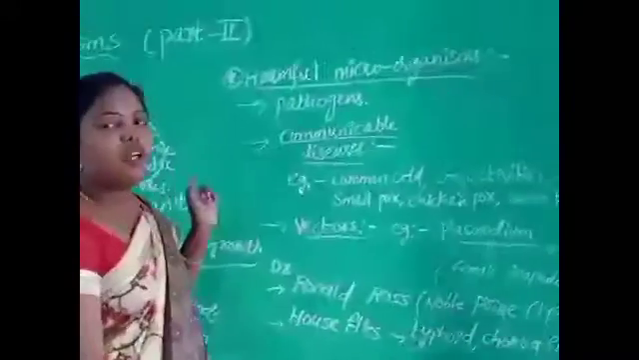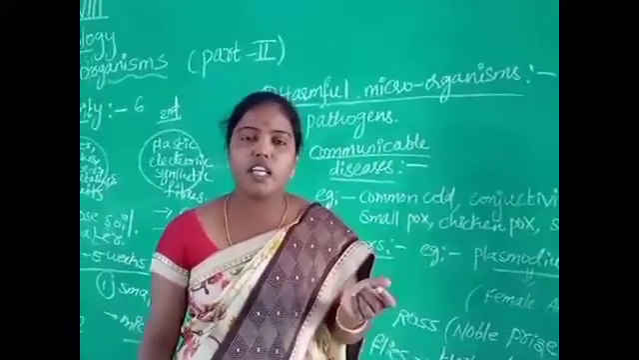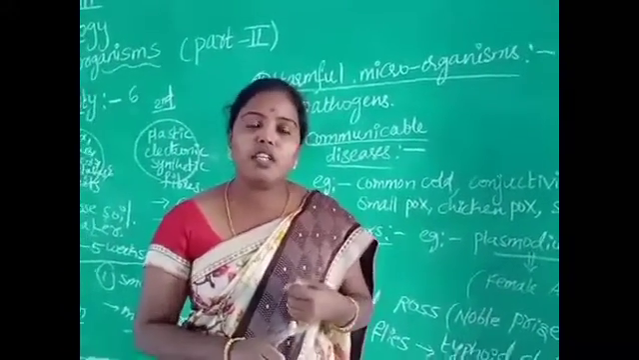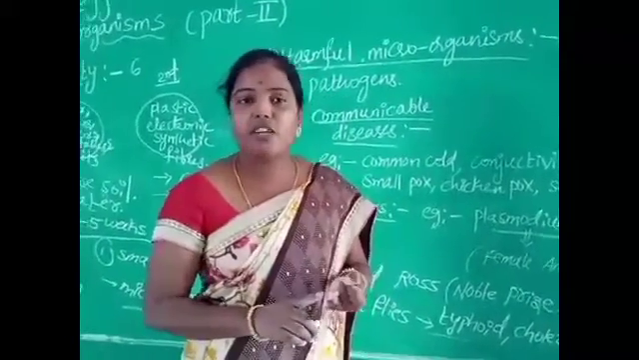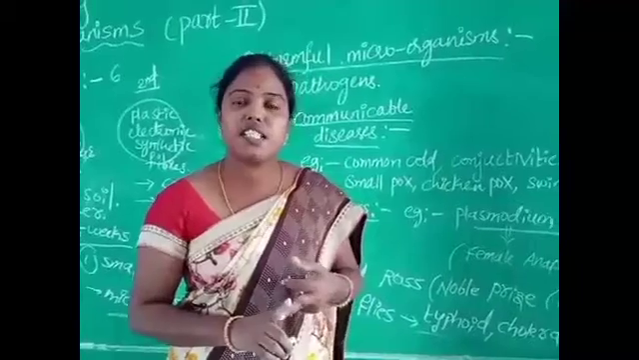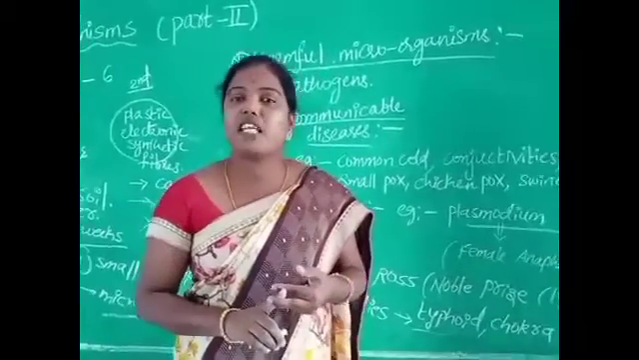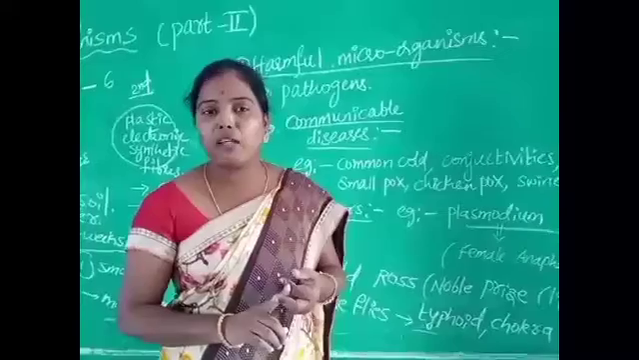Children, up to now we discussed useful microorganisms. Rhizobium bacteria convert atmospheric nitrogen into nitrates. These nitrates are very essential to plant growth. Next, Bacillus thuringiensis is a biopesticide bacteria which kills harmful pests present in the plant body.